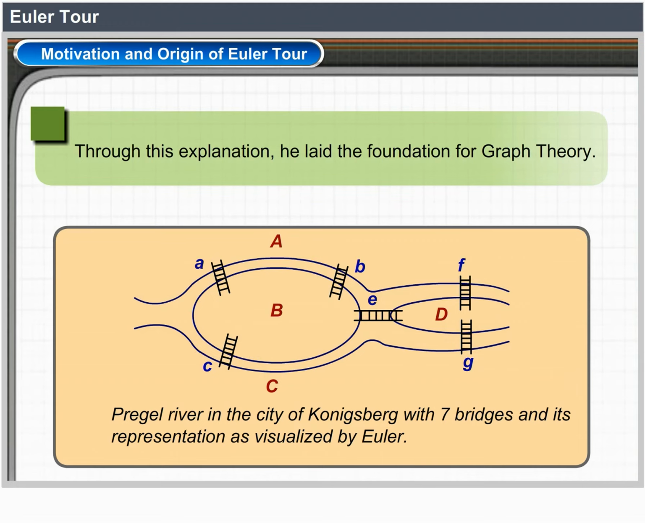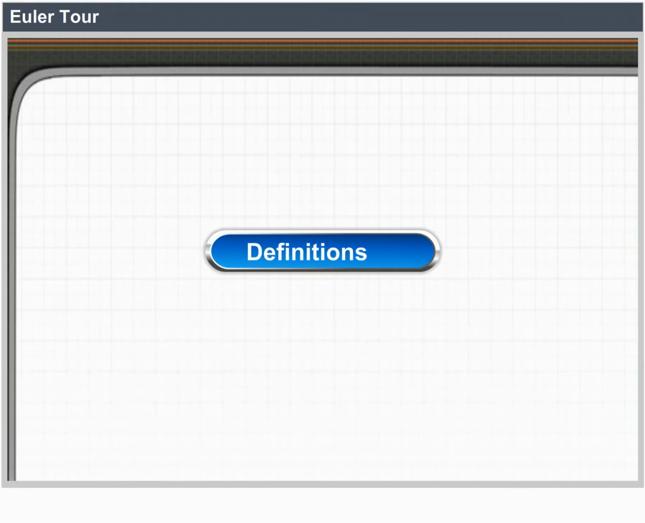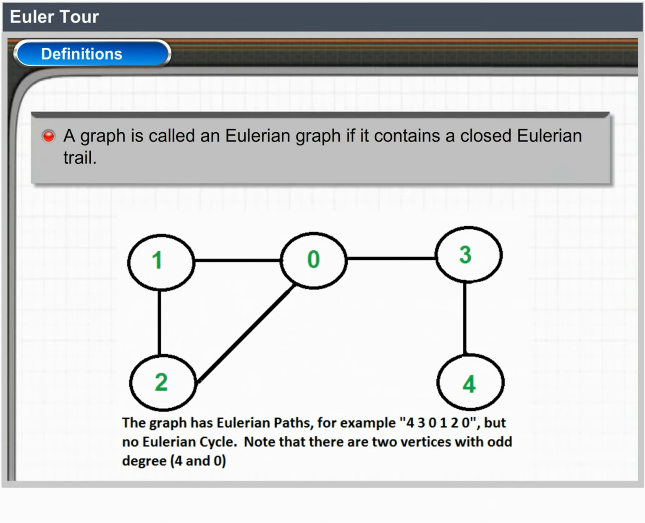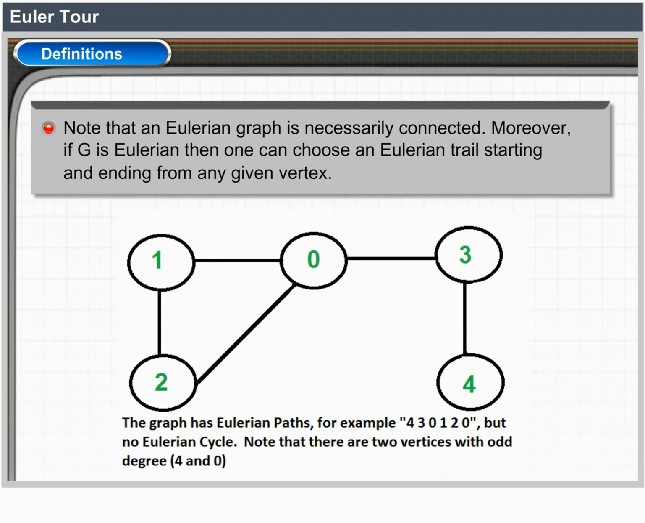Definitions. A trail in a graph which contains all its edges is called an Eulerian trail. It can be open or closed. A graph is called an Eulerian graph if it contains a closed Eulerian trail. Note that an Eulerian graph is necessarily connected. Moreover, if G is Eulerian, then one can choose an Eulerian trail starting and ending at any given vertex.